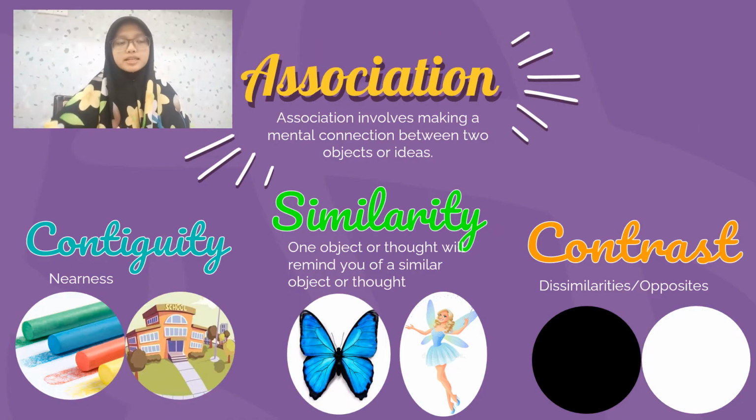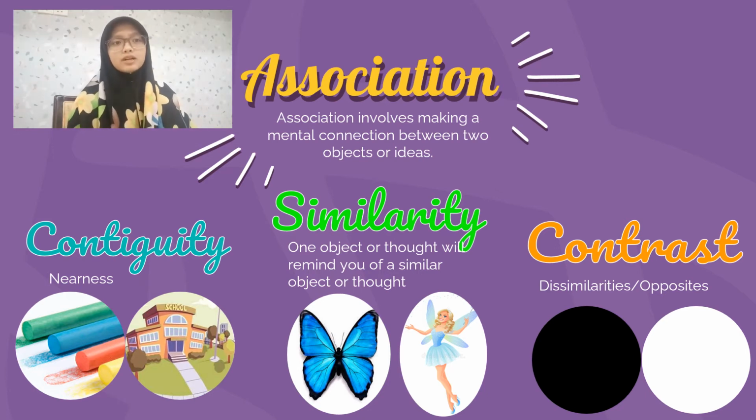Lastly, association. Association involves making a mental connection between two objects or ideas. There are three aspects under association, which are contiguity, similarity, and contrast. The first one is contiguity. Contiguity is nearness. For example, I give you a picture of a child. Whenever we think about a child, it will remind us of our previous school, where we used chalk. The teacher always used chalk in teaching.